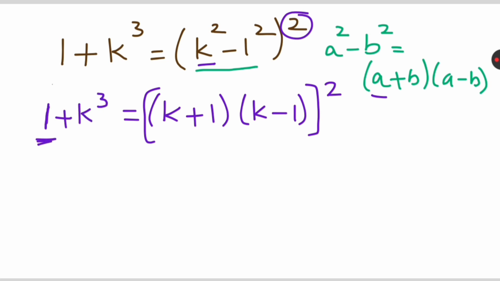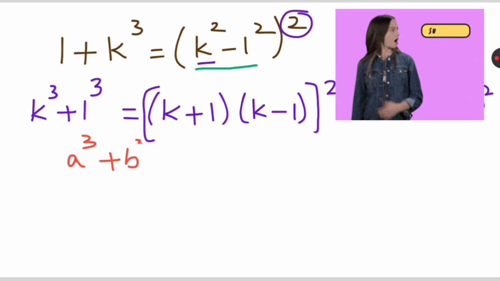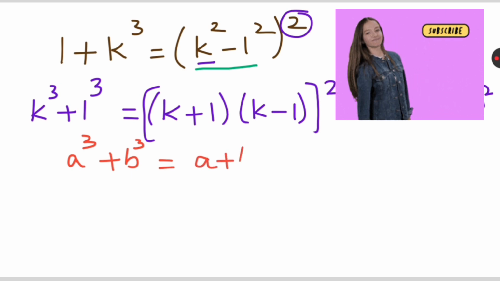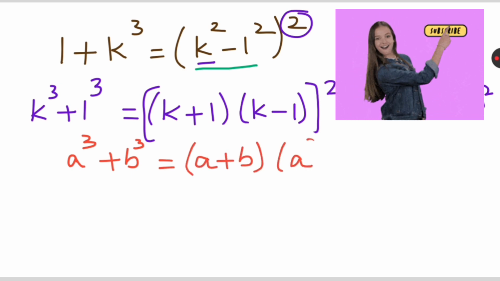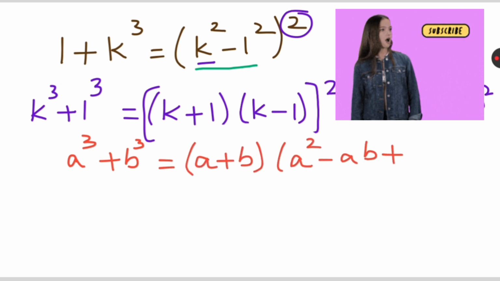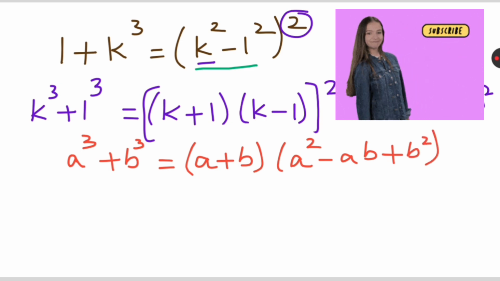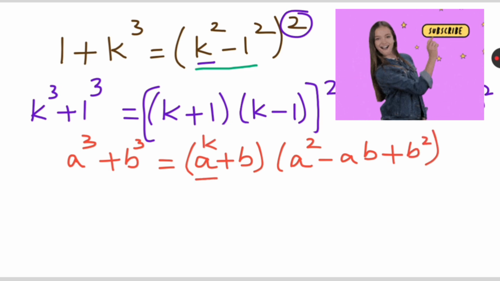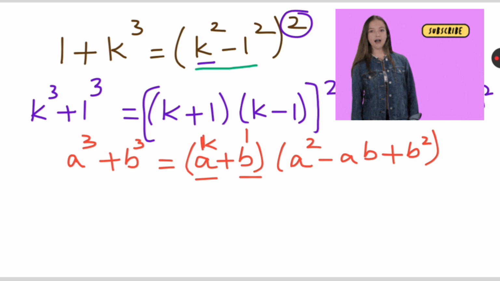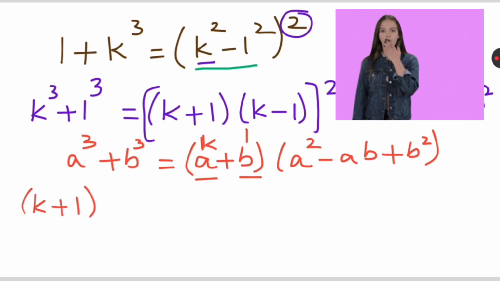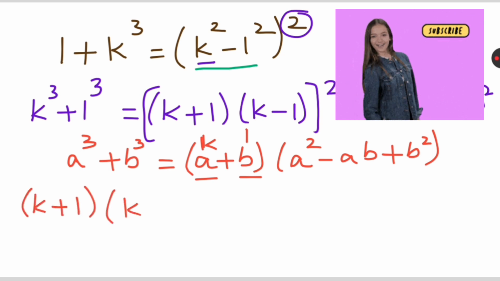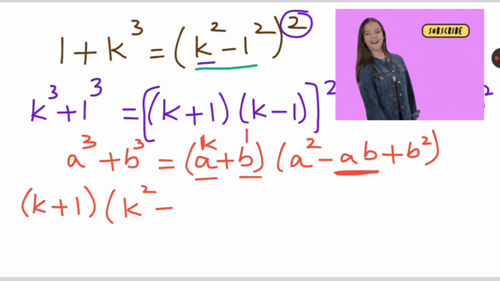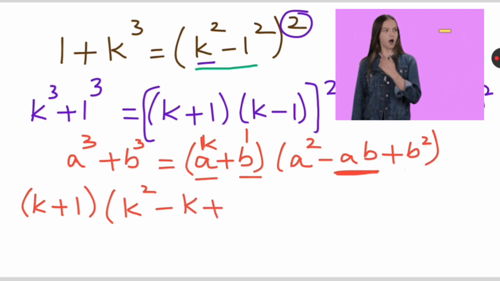This one also we can write as 1 power 3, which is the same as 1. So the left hand side also is in the form of a raised power of 3 plus b raised power of 3, isn't it? The formula is (a plus b) times (a square minus ab plus b square). So let's substitute here. Here our a is k and b is 1. So let's write k plus 1 times a square is k square, minus ab is k times 1, which is k, plus b square is 1.